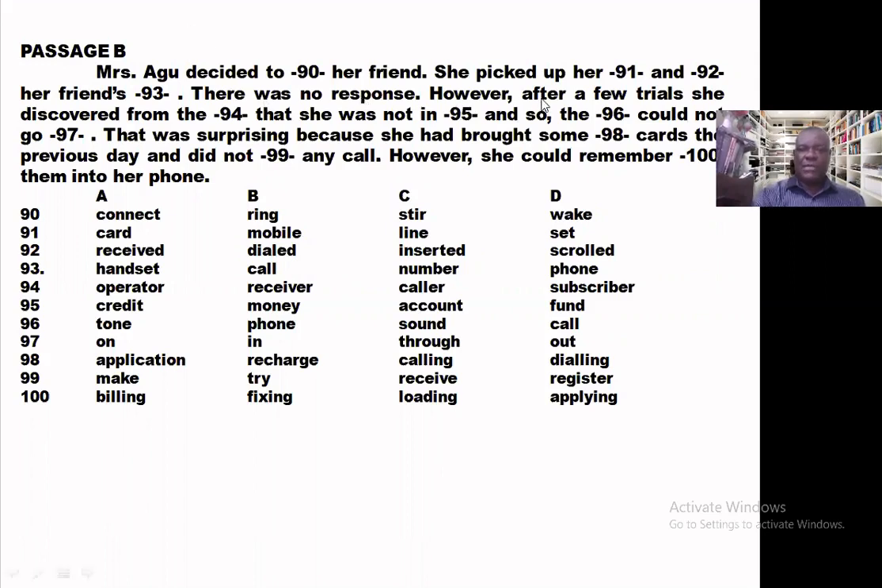There was no response. However, after a few trials, she discovered from the dash that she was not in dash. Who do you discover from? If you are calling and there's something going on, it's the operator that tells you. So she discovered from the operator, all right? Not the receiver, not the caller, not the subscriber, right? You are the subscriber. Discovered from the operator that she was not in credit, didn't have credits, all right? And so the dash could not go dash. Of course, we are talking of a call here. The call could not go through, so you can see go through.